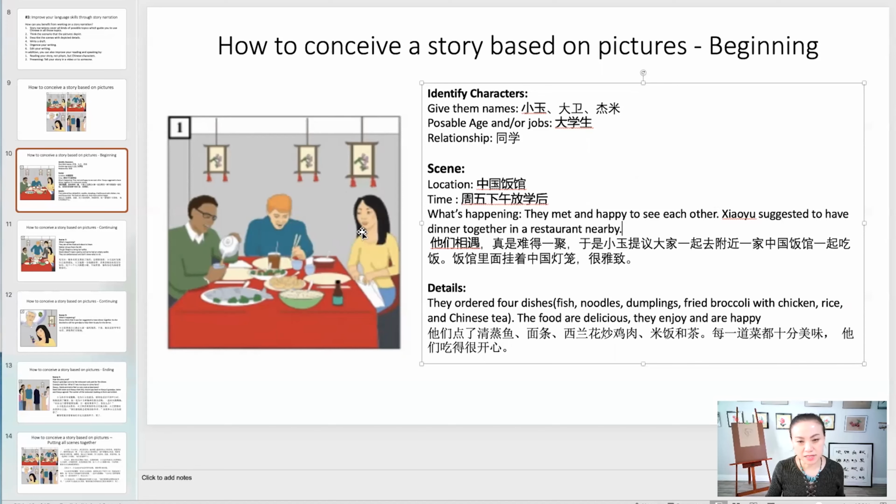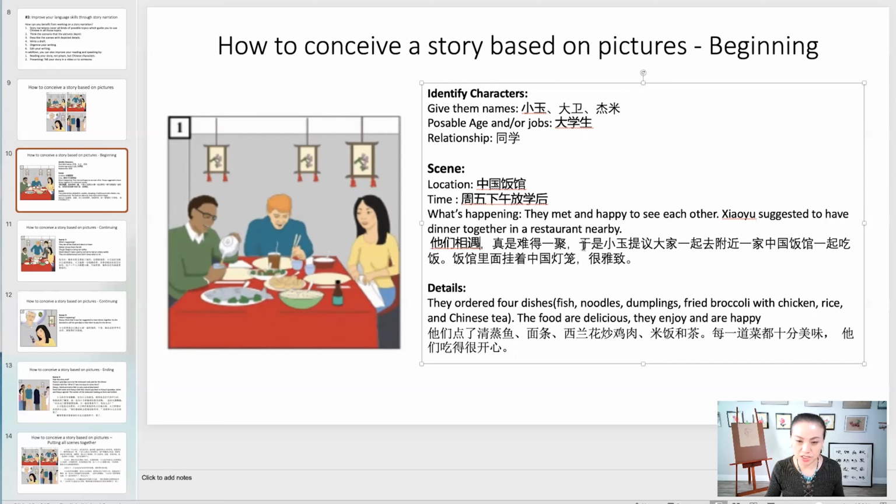You need to give the main characters names. So like this girl, I call her 小玉. This white man, we can call him 大卫. And this Latino man, we call him Jamie, in English name like Jaime. So they met, and were happy to see each other. And Xiaoyu suggested to have dinner together in a restaurant nearby. So you get this scene.